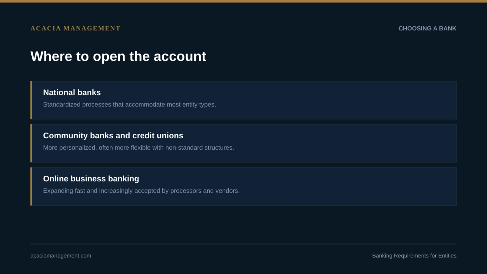Choosing the right bank matters. Major national banks have standardized processes that can accommodate most entity types. Community banks and credit unions often offer more personalized service and are sometimes more flexible with newer or non-standard structures. Online business banking options have expanded significantly and are increasingly accepted by payment processors and vendors.